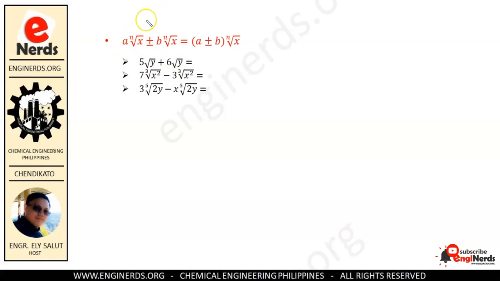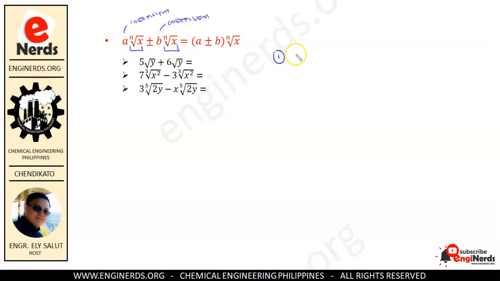So alam natin yung parts ng radical natin, no? So this is our radical and this is our coefficient. Okay? Our radical will be retained and we will just perform the operation ng ating mga coefficients. So let me show you an example.